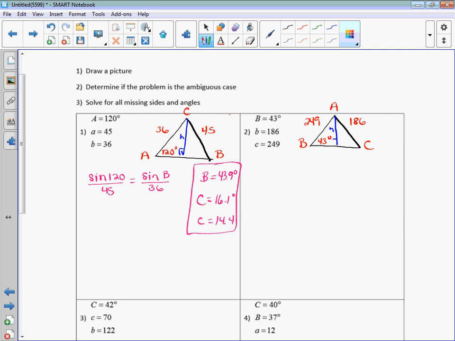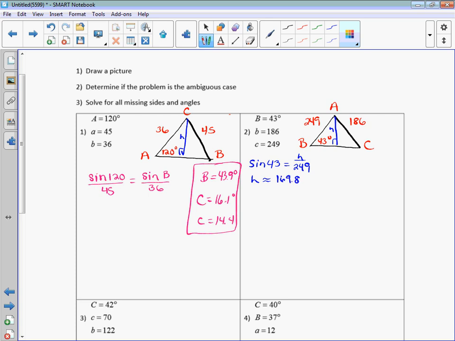So how am I going to find the height? Back to what do you know about right triangles? Okay, what is sine, like SOHCAHTOA stuff? Okay, so sine of 43 equals h over 249. So h is approximately what? Yeah, 169.8.